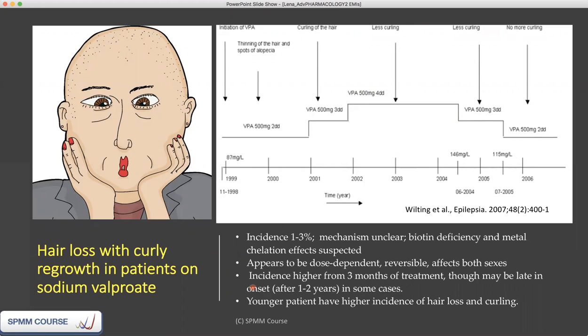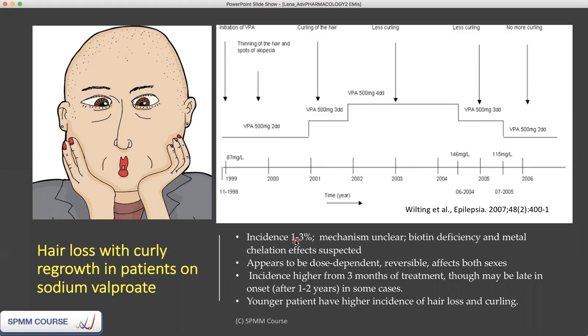Okay, so continuing on with skin problems, now we move on to the hair loss problem that happens with sodium valproate. There's an extensive literature in epilepsy. When you treat people with sodium valproate, there is reported hair loss. Not a lot of literature in bipolar disorder, but definitely, patients with bipolar disorder are not immune to hair loss. There are a lot of reports in the literature, mostly anecdotal.